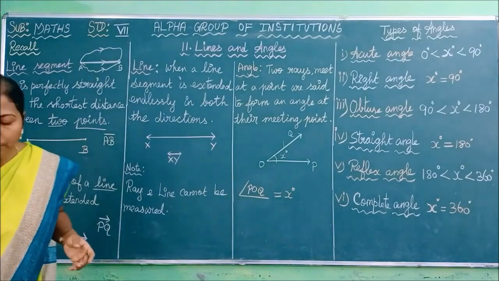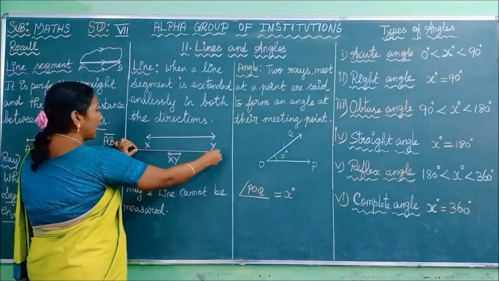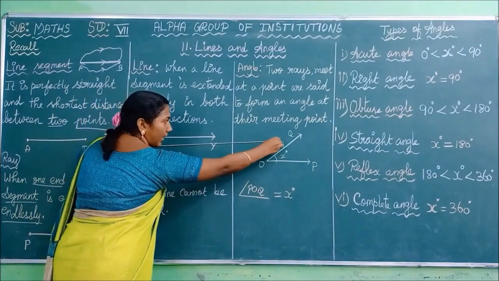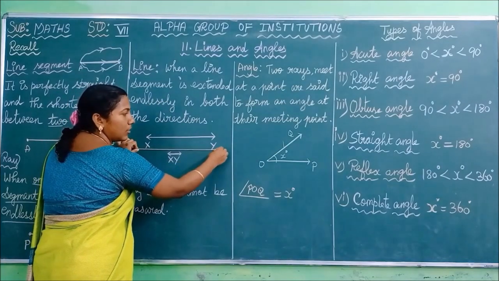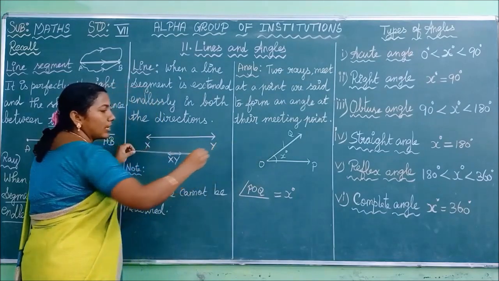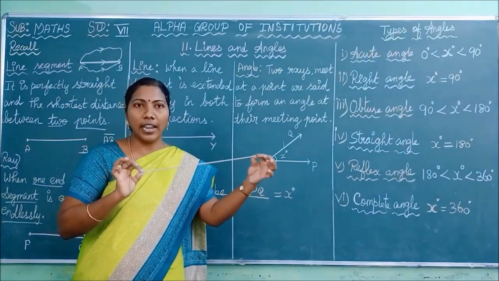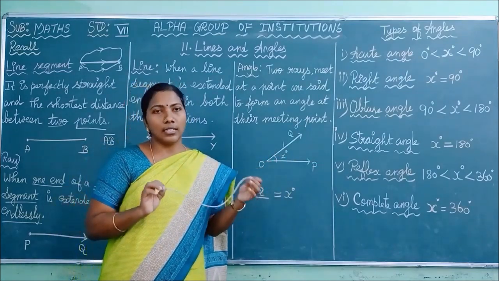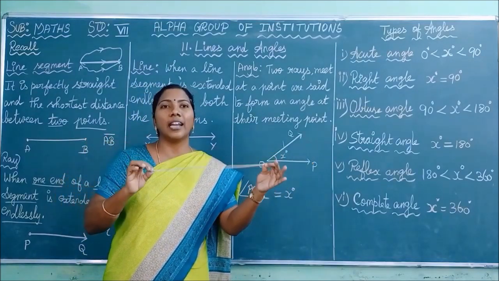See here, children. Think this is a line segment AB. Now I am going to extend this in one direction, that is, to my right hand side. So if you extend a line segment in one direction, you get a ray. Do you understand? At the same time, if you extend a line segment in both directions, you get a line. Do you understand, children?